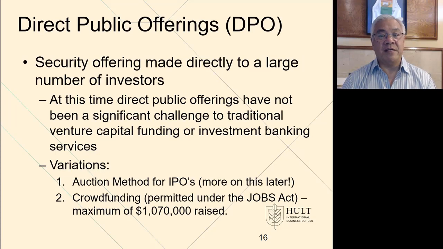So there are some variations on how DPOs are affected. So one is through an auction method of an IPO. And we're going to do more of this when we cover IPOs. But for now, just know that it's possible to have an auction method. Just remember that. And when we get to it, I'll explain and give an example.